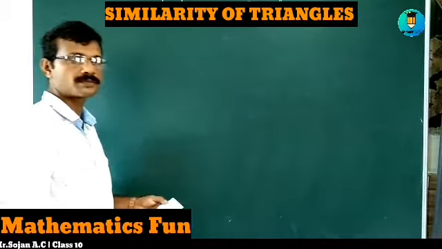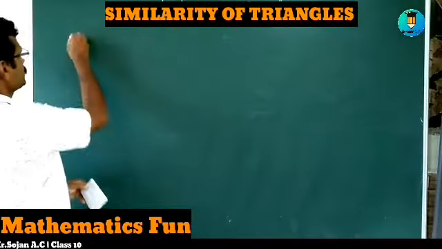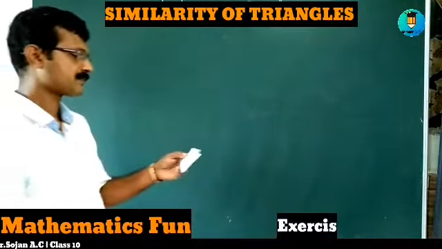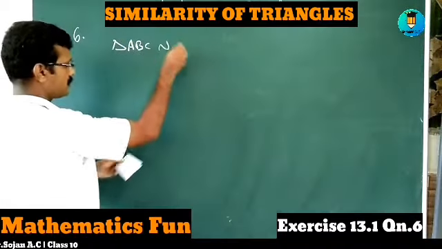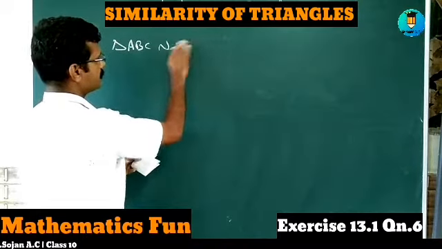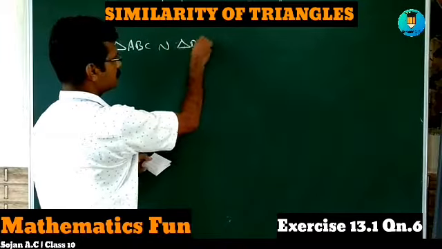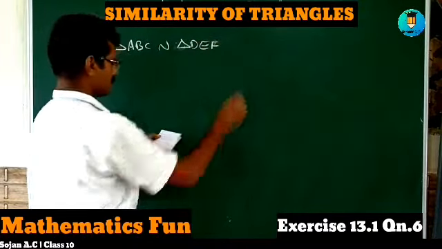Very simple question. First of all, you will come across very simple questions. First we will do question number 6. Here it is given triangle ABC is similar to triangle DEF. It is given already that the two triangles are similar.